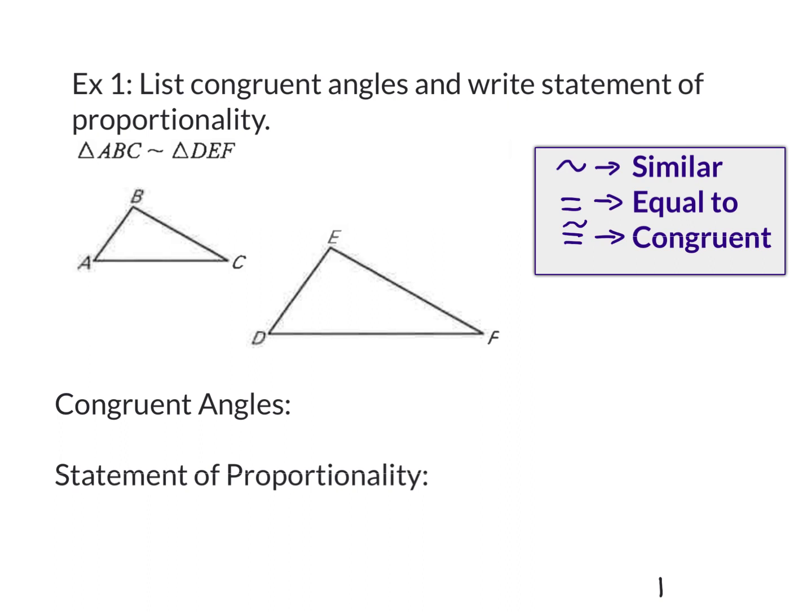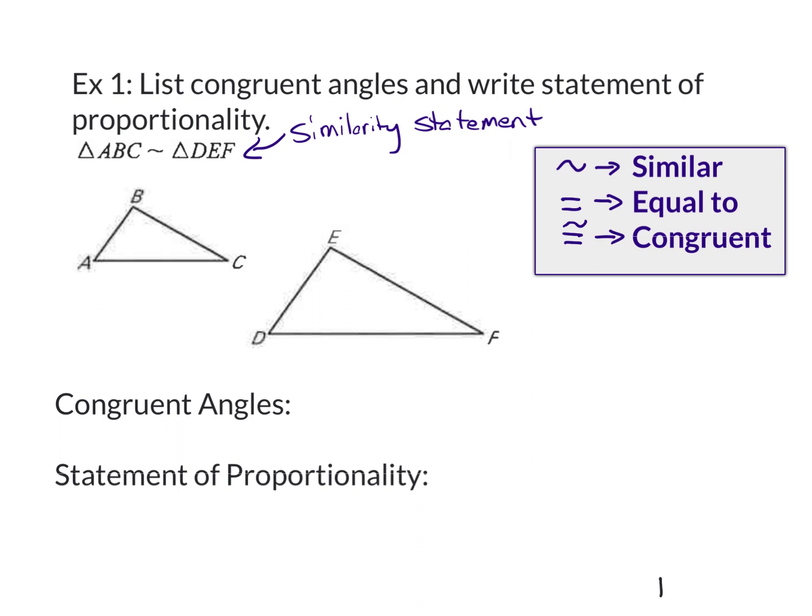So let's look at this example. Example 1. It says list all the congruent angles and write the statement of proportionality. Okay. Before we even get started, I want to take note of what this is right here. So this is called a similarity statement. Make sure you write that down. Similarity statement.